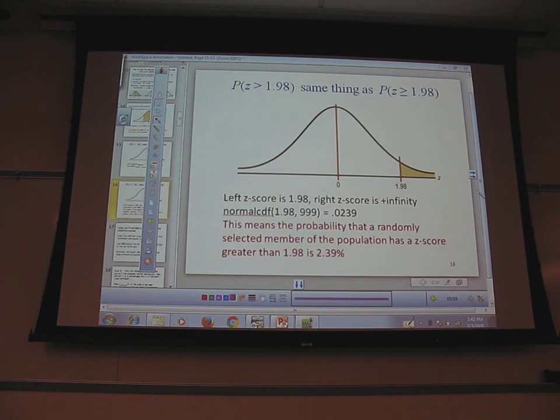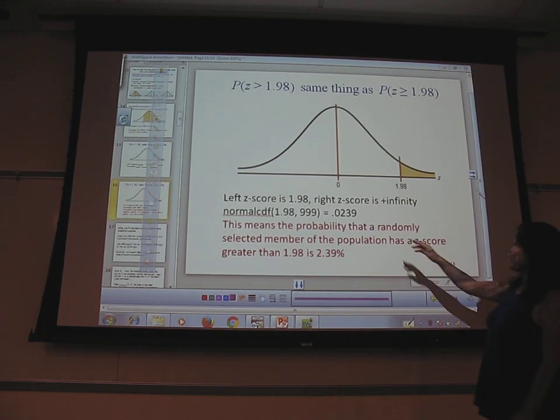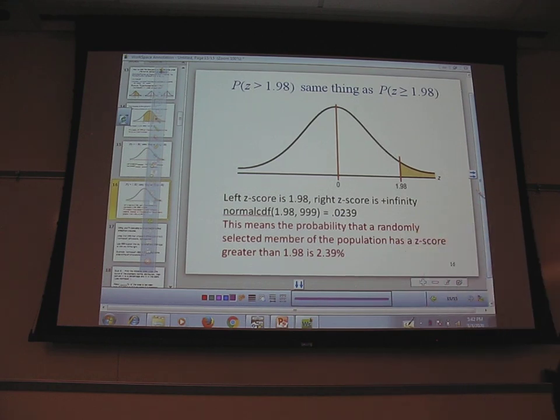What does that mean? It means if I randomly pick somebody, the probability that their z-score will be larger than 1.98 is 2.39%. So in other words, looking at heights, if I randomly pick somebody, the probability that the z-score of their height is more than 1.98 is 2.39%.